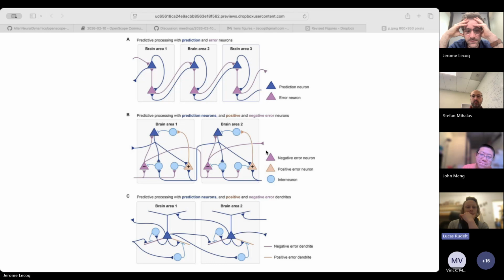Let's add the updated version then for B. I will talk to Benedict to finalize that one. Then we can have this proposal and see if we want to add another figure or a different version. That's right. But I want to say why we move to the next version is because there are different ways of implementation, like how the prediction and error units are connected.